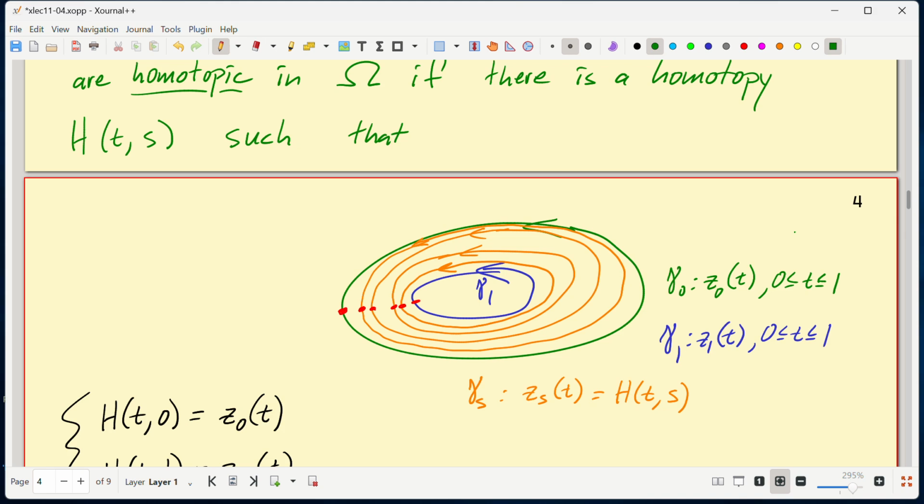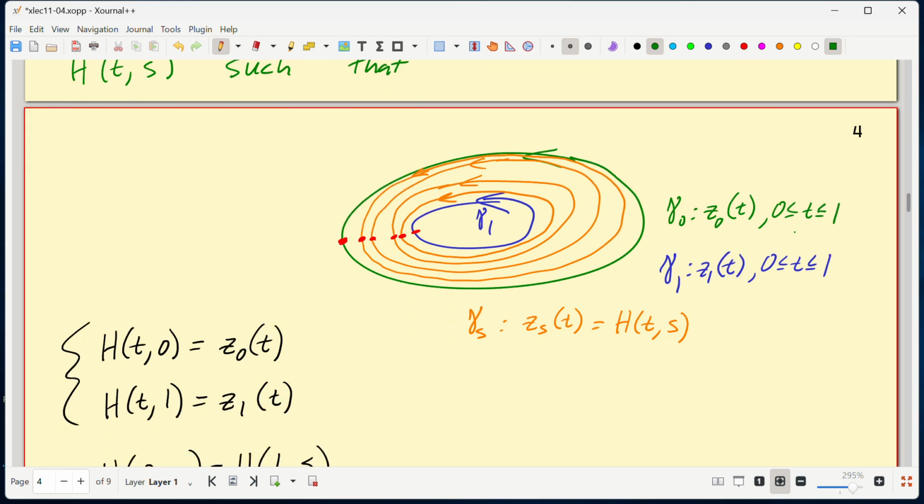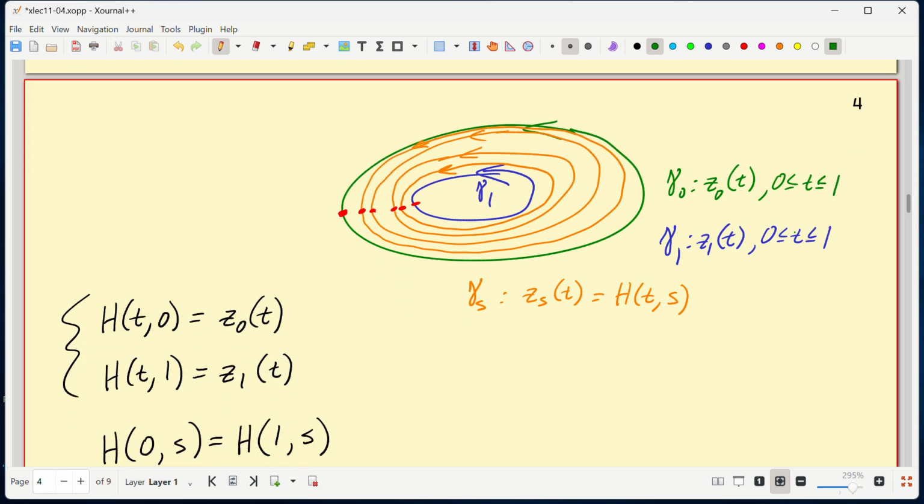Yeah, so the green rubber band, you would start shrinking it, and it would clamp down onto the blue curve, and that's what it would look like in the end. And those intermediate things are the stages. Okay, so when I stick in s equals 0, that's the gamma naught curve. When I stick in s equals 1, that's the blue gamma 1 curve.